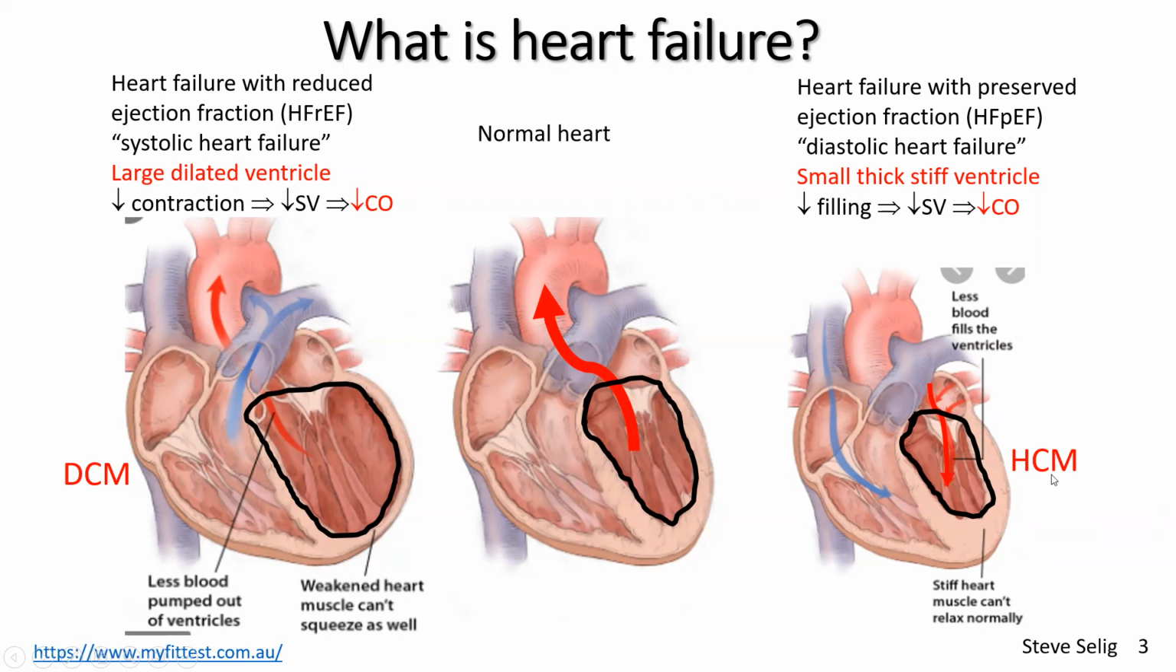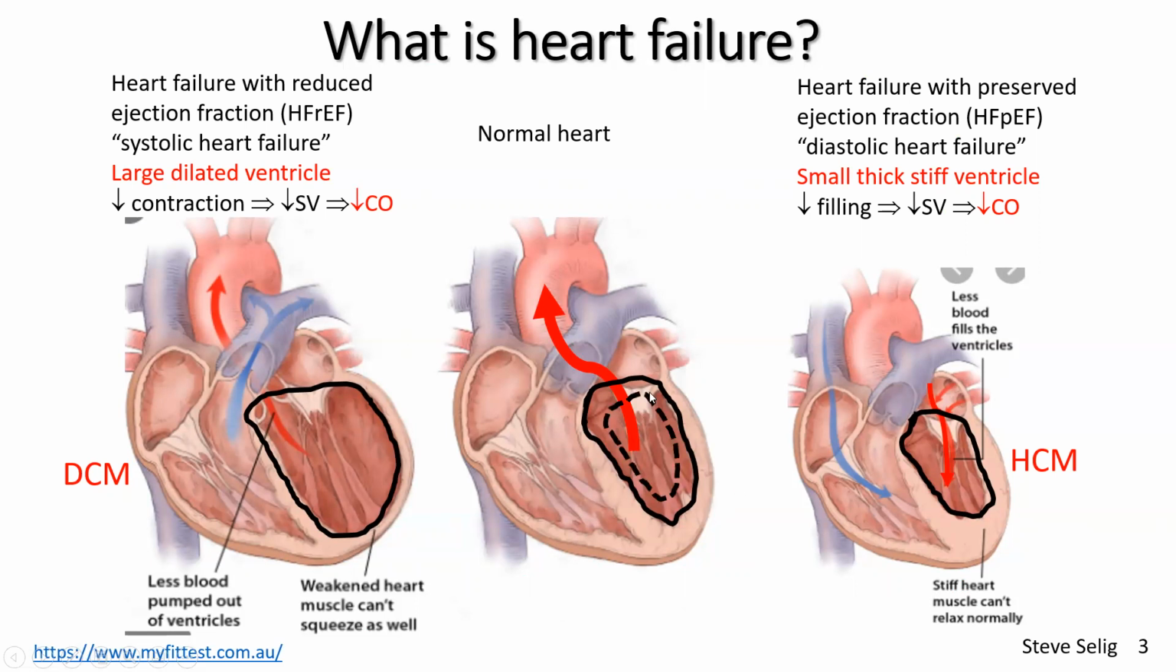And for the hypertrophic cardiomyopathy, we have a heart muscle that's been thickened, concentrically hypertrophied. So in other words, growing inwards. The end diastolic volume is much less than for the normal heart, and the end diastolic volume for the dilated cardiomyopathy is much greater than for the normal heart.